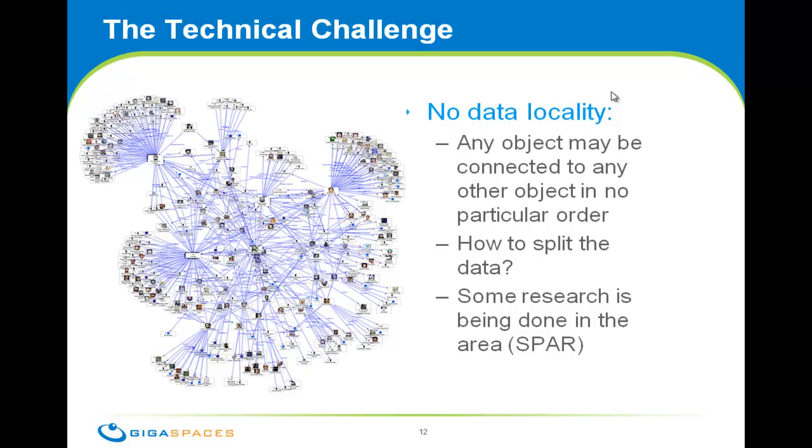I think perhaps the most interesting research being done in this area is called SPAR, social partitioning. It's an algorithm and a set of data structures that are currently being researched. There is some interesting progress being done there, but there's very little in the way of accepted truths and commonly accepted paradigms on how to do this.